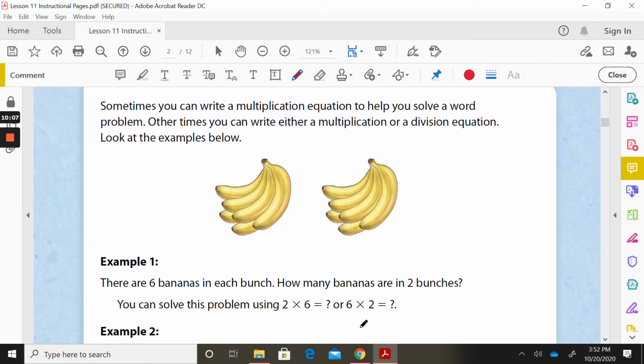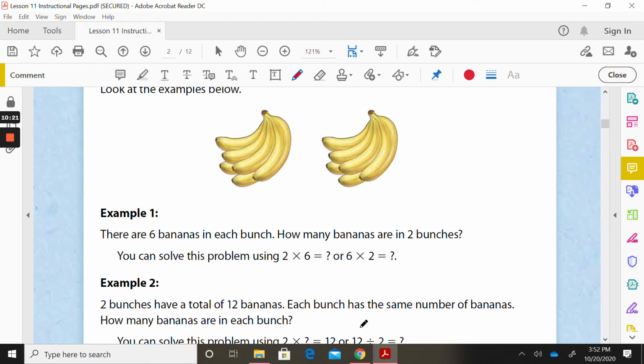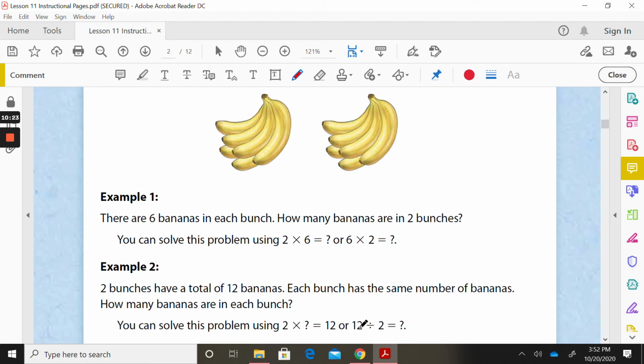Sometimes you can write a multiplication equation to help you solve a word problem. Other times you can write either a multiplication or a division equation. Look at the examples below. Example 1. There are 6 bananas in each bunch. How many bananas are in 2 bunches? You can solve this problem using 2 times 6 equals unknown, or 6 times 2 equals the unknown.